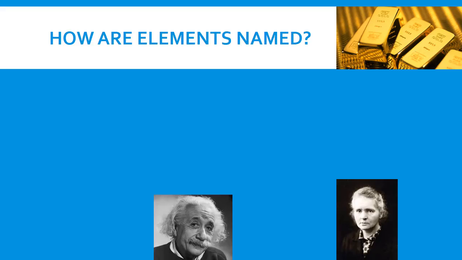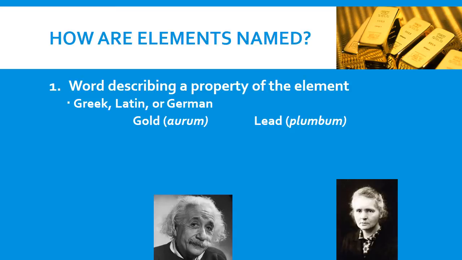Now, how are elements named? There are different features that are used to name elements. One of the things that is most widely used is a word describing a property of that element, and it stems from either a Greek, German, or Latin name. For example, gold comes from the word aurum, which means shining dawn. We have lead from plumbum.